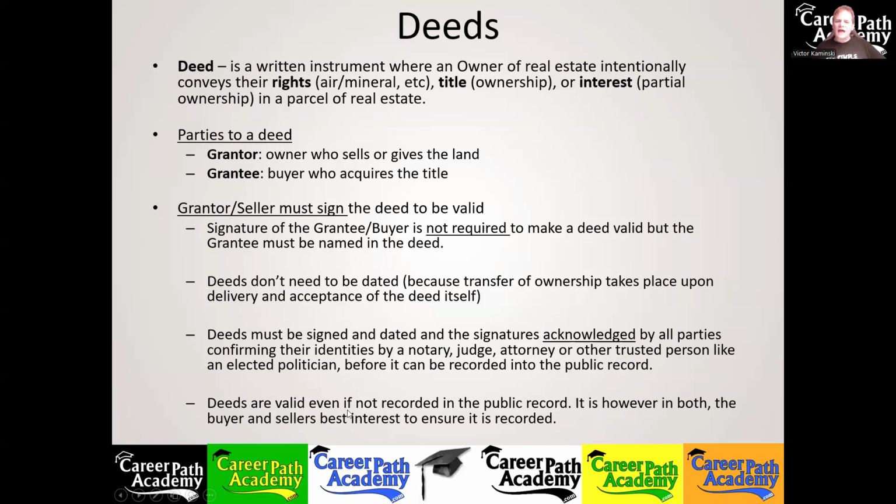So deeds are valid even if not recorded in the public record. It is, however, in both the buyer and seller's best interest to ensure that those deeds are recorded as soon as possible.